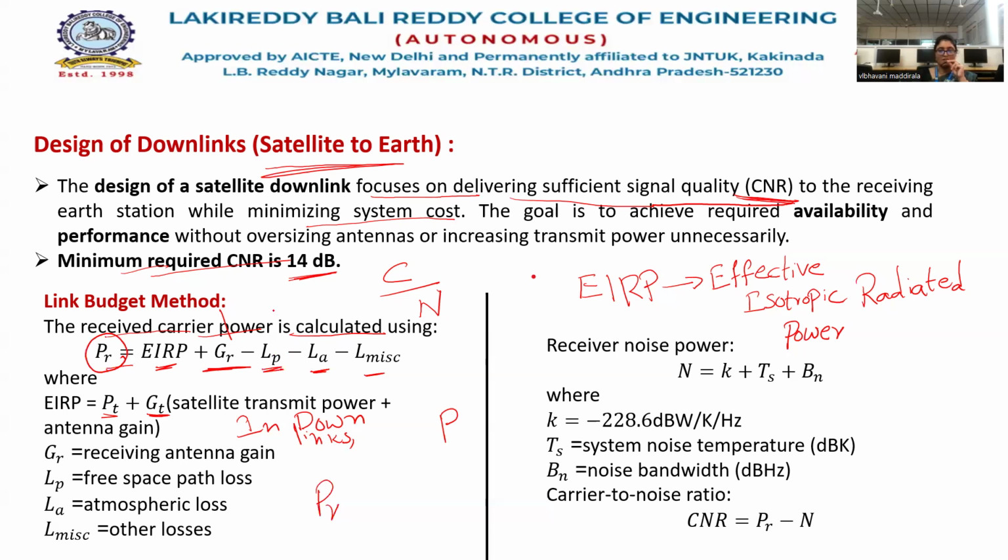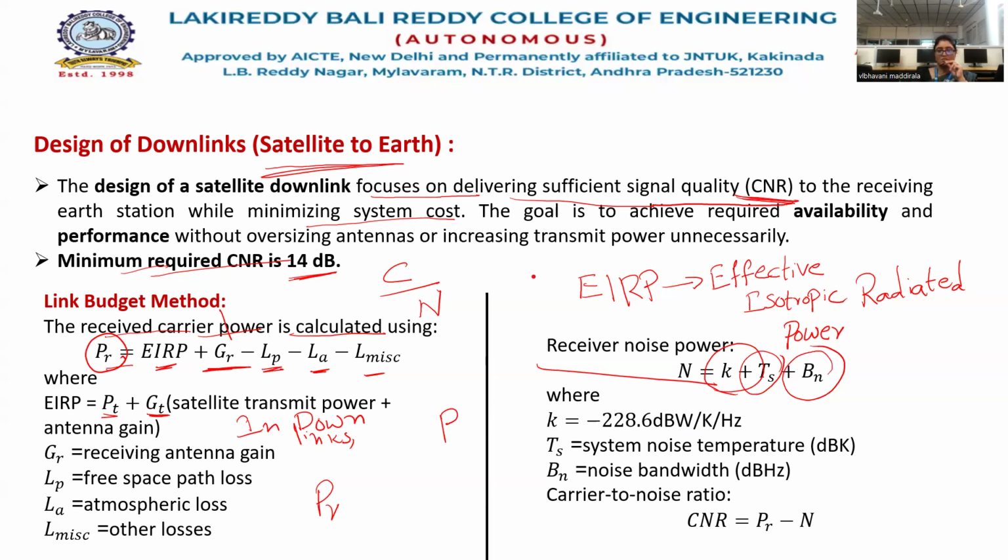One more parameter we have to calculate is the noise power. To calculate the noise power, the formula is N is equal to K Ts Bn. K is the Boltzmann constant, Ts is the system noise temperature, and Bn is the noise bandwidth. The Boltzmann constant is given by minus 228.6 dBW per kelvin per hertz. Here all these terms are in decibels.